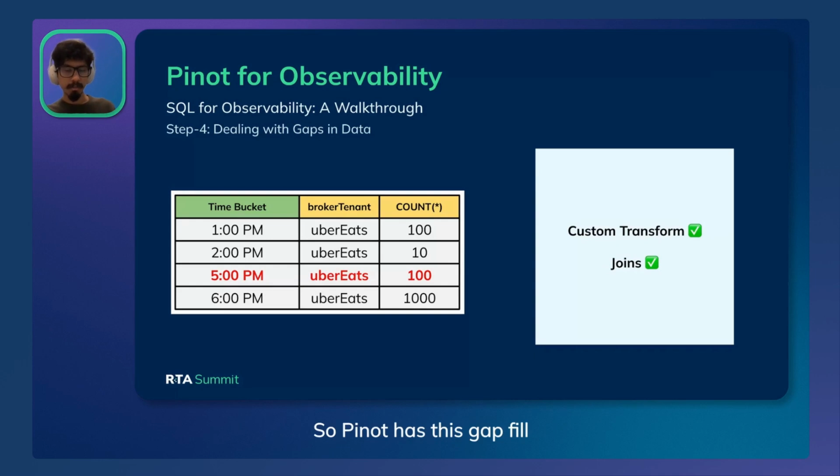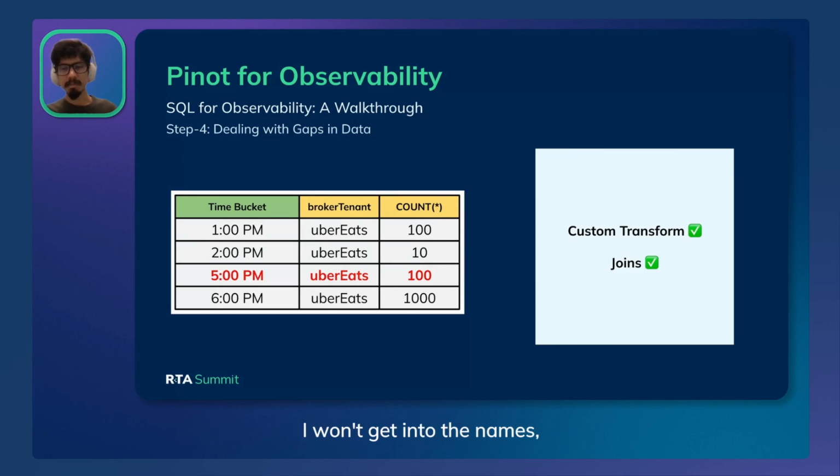So Pinot has this gap fill function, which is still there, and that gap fill function runs towards the very end of the query, and it does basically what I said, which is do one final pass of the result of the query and fill in gaps wherever you can. There are a bunch of other databases that do it.